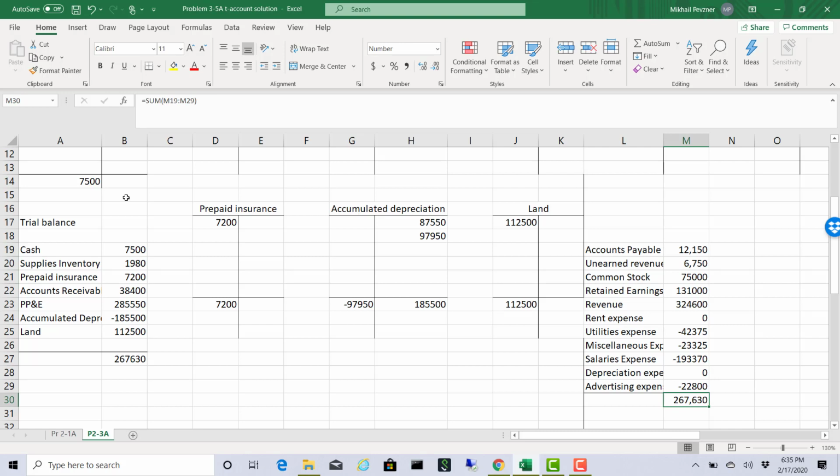Any questions on the setup? That's actually important to do because it teaches you what's an asset, what's a liability, what's an expense, what's a revenue, what's a debit, what's a credit, okay? Does that make sense? Any questions on just the initial setup? No questions? The number 267,630? Yeah, it's a meaningless number. It's just a total. What you need to know is that the totals on both sides should be equal.